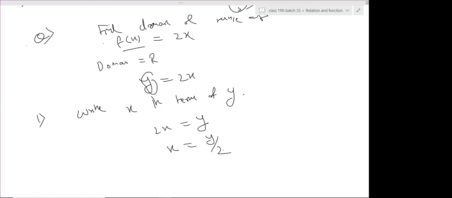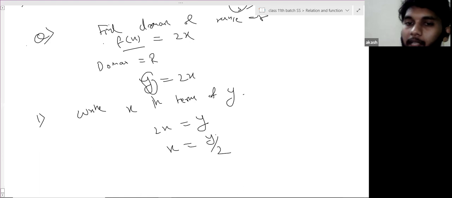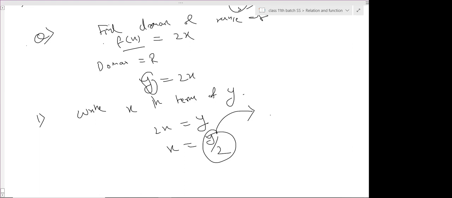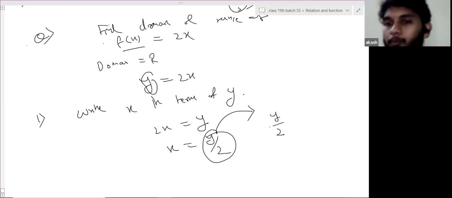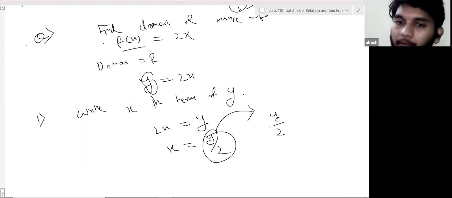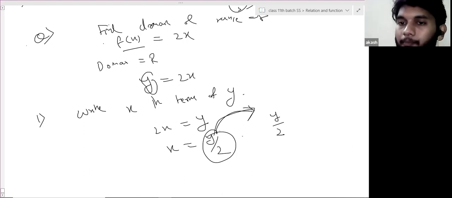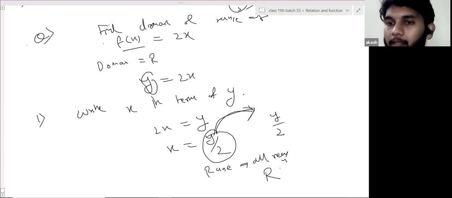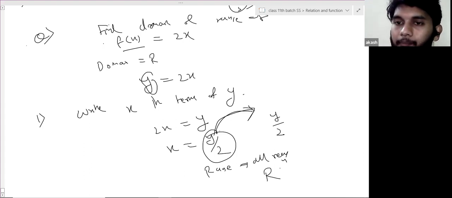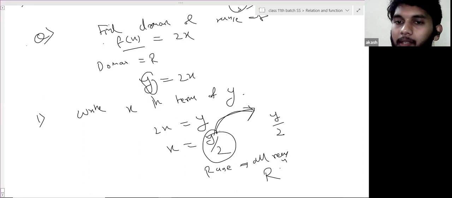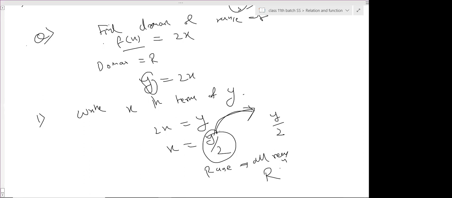Yes. Now, what you have to do is think about this as the function. What is the domain of this function, y by 2? What real values can y take? All real values. So if you can put all the values of y here, then you can say the range is also all real numbers, or R. Is this thing clear? Is it clear, Fahad? Yes. All right.